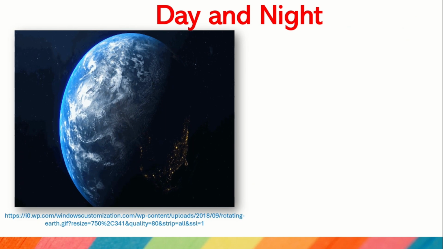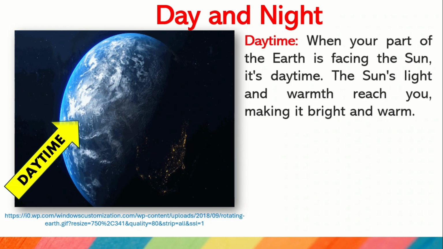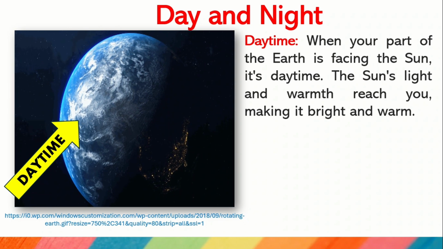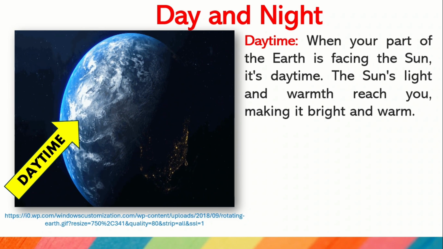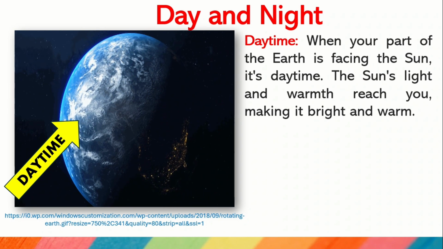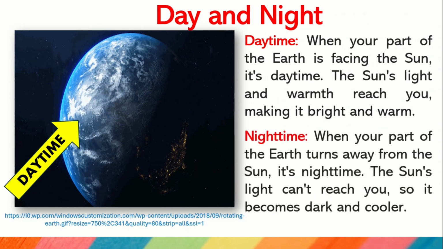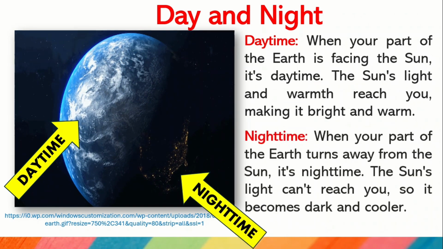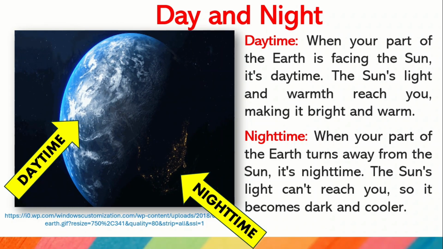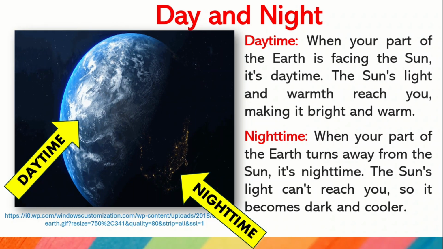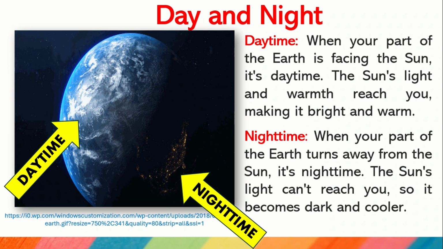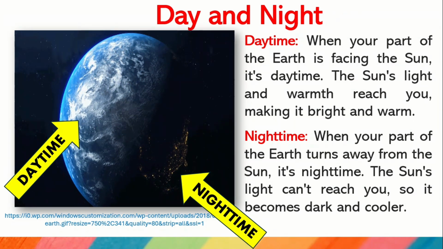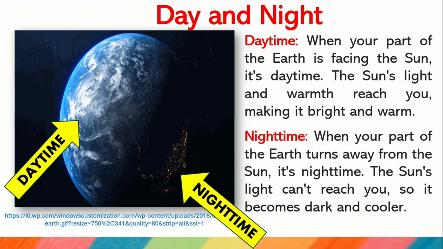Day and night. Daytime. When your part of the Earth is facing the sun, it's daytime. The sun's light and warmth reach you, making it bright and warm. Nighttime. When your part of the Earth turns away from the sun, it's nighttime. The sun's light can't reach you, so it becomes dark and cooler.